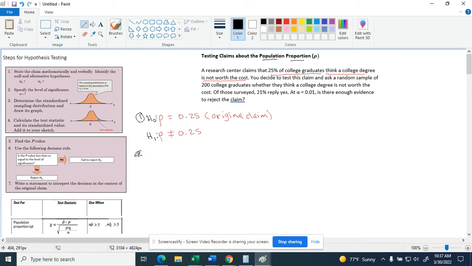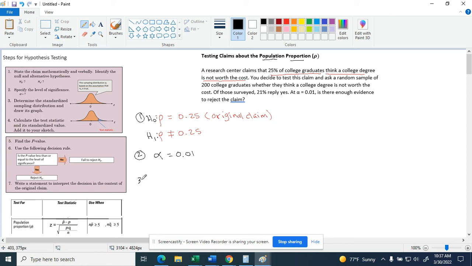Step number 2 is to identify the level of significance, for which we use the symbol alpha. That's usually given in the problem. You can see it right here: alpha is 0.01. And what is the significance level? It's how much leeway you have to make a mistake. Remember, when you're working with samples, there's a chance you make a mistake because working with a sample is an estimate. So that tells you how much leeway you have to make a mistake.